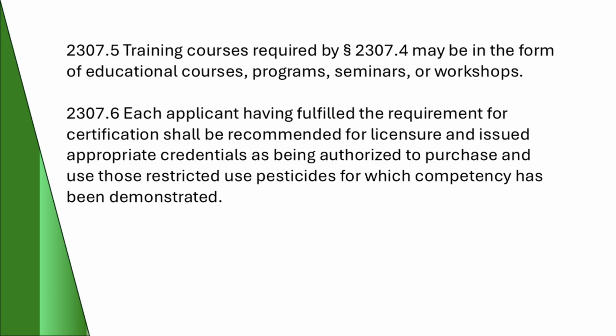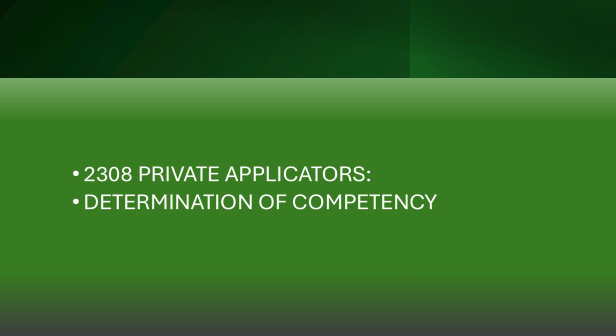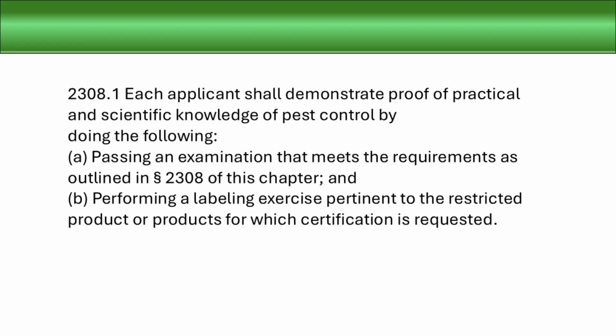2307.6. Each applicant having fulfilled the requirement for certification shall be recommended for licensure and issued appropriate credentials as being authorized to purchase and use those restricted use pesticides for which competency has been demonstrated. 2308. Private applicators' determination of competency. 2308.1. Each applicant shall demonstrate proof of practical and scientific knowledge of pest control by doing the following.